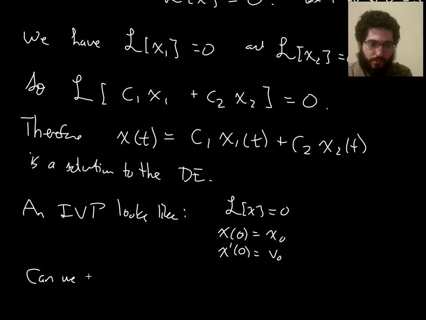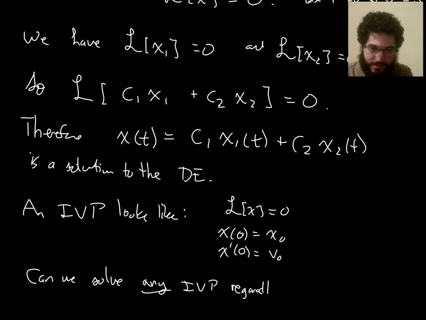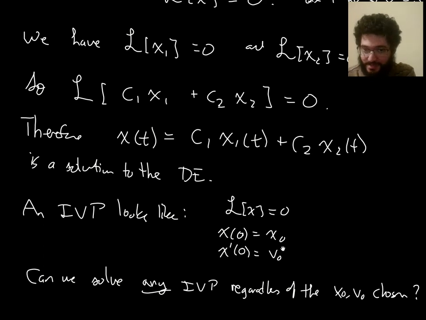Can we solve any initial value problem like this, regardless of the x naught and v naught chosen, regardless of the initial values? So I'm suggesting that yes, because there are two degrees of freedom in terms of what the initial values could be, and it looks like we have two knobs that we can control, two things that we can vary, C1 and C2.